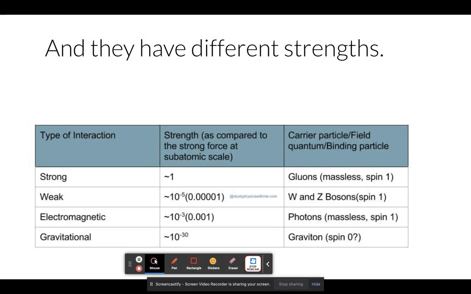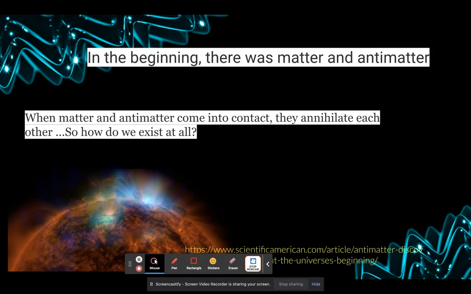They have different strengths. So very strong is gluons. The mass of the strong force actually holds the protons and neutrons together. Weak force, very, very weak. Electromagnetic force, photons pushing from one point to another. And then gravitational, the graviton, which is spin zero. So 10 to the negative 30 versus 10 to the negative 3 in terms of power, very, very weak. So electromagnetic forces and gravitational forces have similar laws, but gravitational forces are much, much weaker than electromagnetic forces.